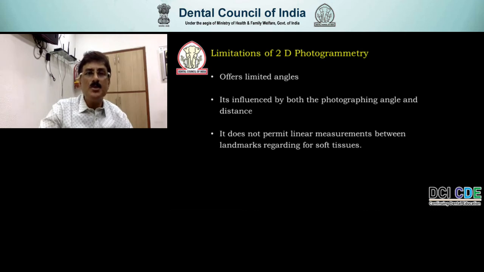Now, the limitations of two-dimensional photography are limited angles, influence of photographic angle and distance, and that it does not permit linear measurements between landmarks. That's the most important part. You need to do direct clinical measurements.